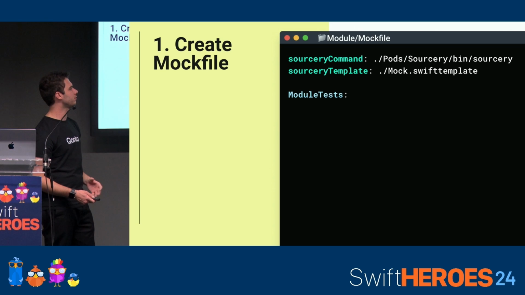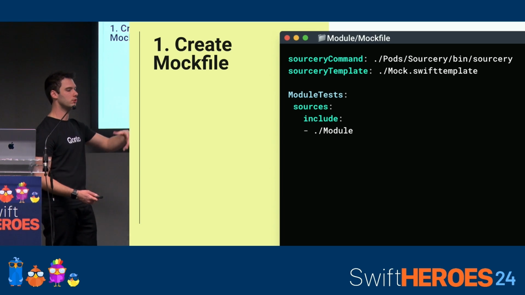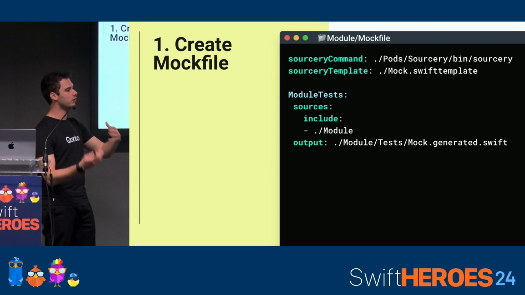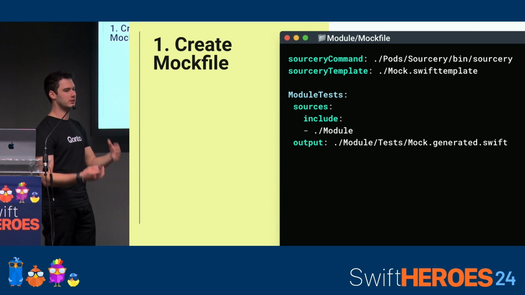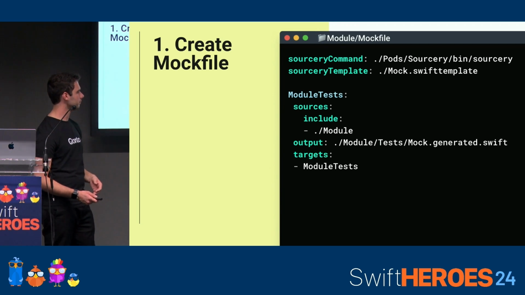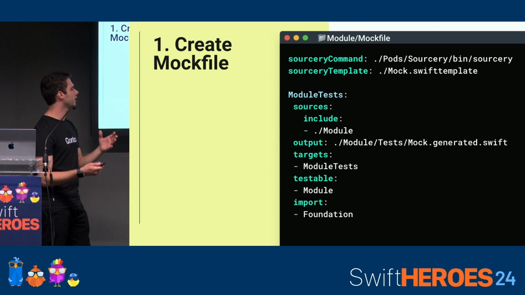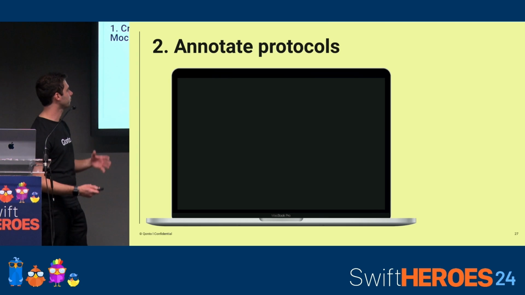And on the module-specific configuration, you need to specify the sources to scan to look for protocols to mock. You need to specify the output that in this case is a Mock.generated file, and we'll talk deeply about this specific file. And for compiling your mocks, you need to specify which target they belong to and the testable or non-testable imports in your Mock.generated file.